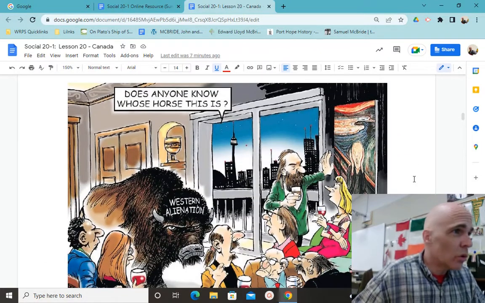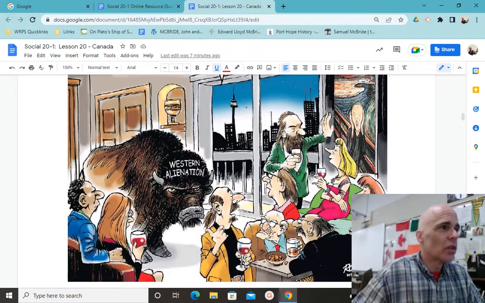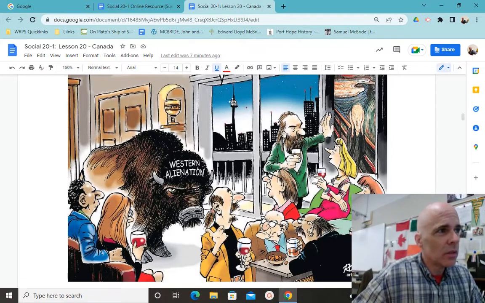Does anyone know whose horse this is? So the cartoonist is making fun of these people in Toronto. They don't even recognize Western alienation. They see it as a horse. It's not. It's a buffalo or a bison. So it's that Eastern culture that just doesn't connect with the West is being exposed here.